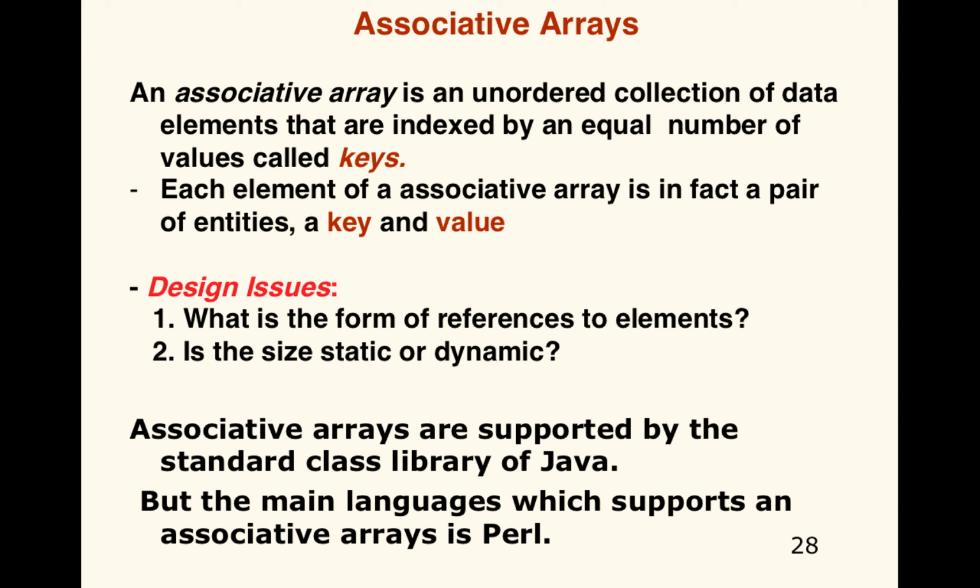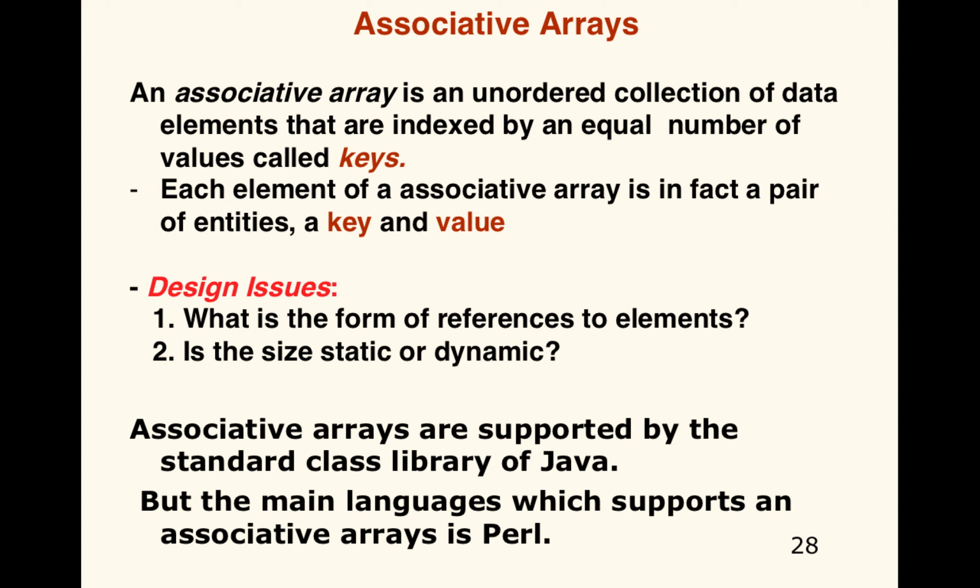So just think of the dictionary that you learned in Python, and then you've got the associative array. Some design issues associated with the associative array: what is the form of the reference to the elements? Can we get at the elements using the keys? Can we get at them using the values, or both? Well, actually, it's both in Python.